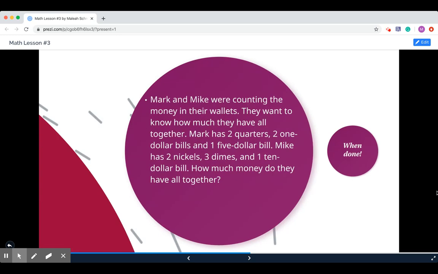So problem 1. Mark and Mike were counting the money in their wallets. They want to know how much they have all together. Mark has 2 quarters, 2 $1 bills, and 1 $5 bill. Mike has 2 nickels, 3 dimes, and 1 $10 bill. How much money do they have all together? Pause the video here and work through it. See what you saw, try and find your answer.